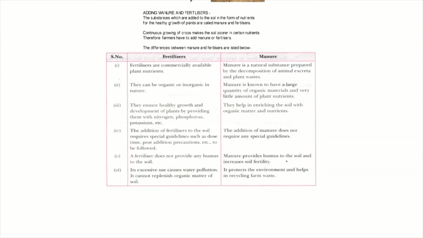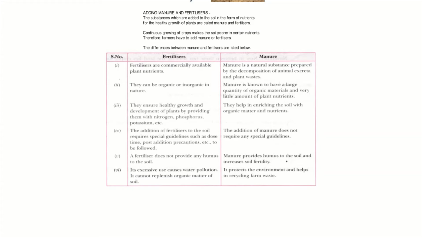When we talk about fertilizers, they are commercially available plant nutrients. They can be organic or inorganic. They ensure healthy growth and development of the plant. The addition of fertilizer to the soil comes with special guidelines that need to be followed as prescribed, and the fertilizer does not provide any humus in the soil and it may also cause water pollution.